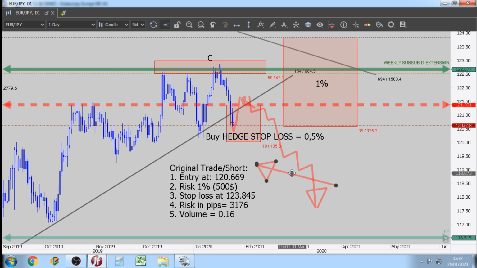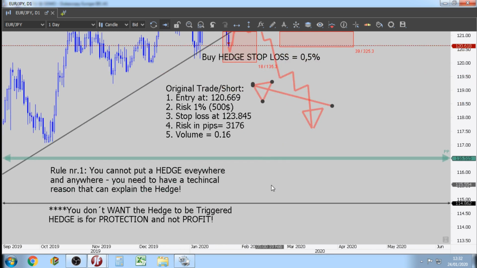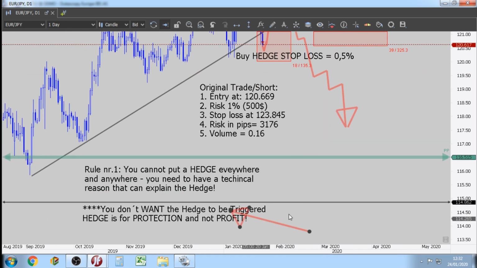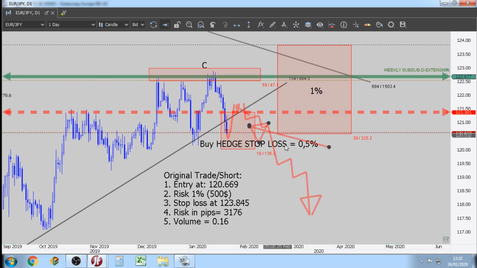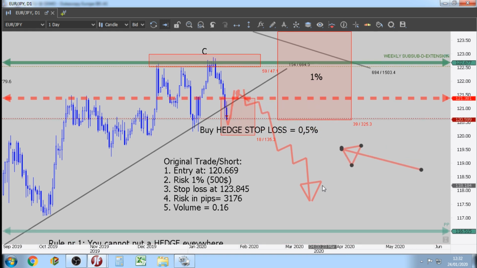Yes, sir. Everybody, the lesson for today, remember, you don't want the hedge to be triggered. Hedge is for protection and not for profit. And remember, you cannot put a hedge everywhere and anywhere. You need to have technical reasons that explain the hedge. Okay? So you don't want your hedge here because it can be easily triggered, you know. Now this is one scenario.